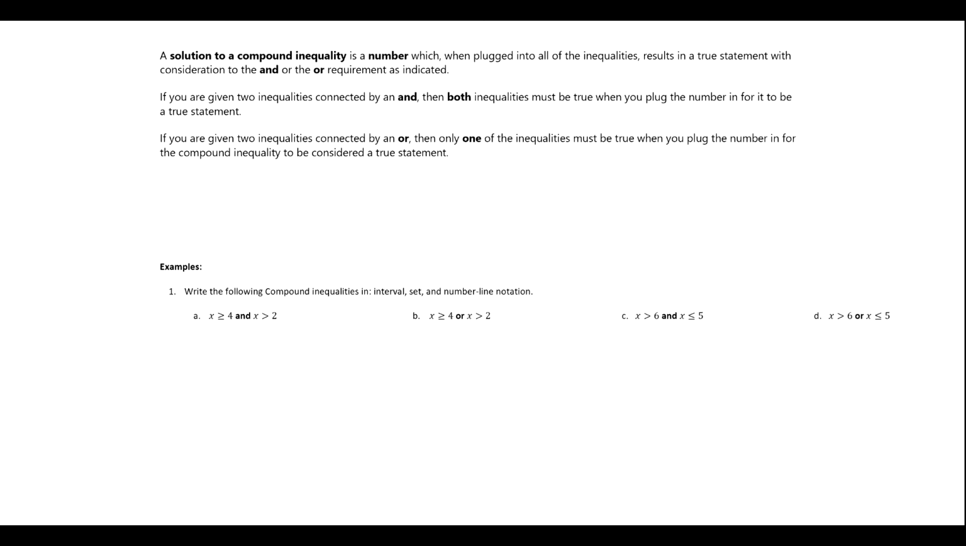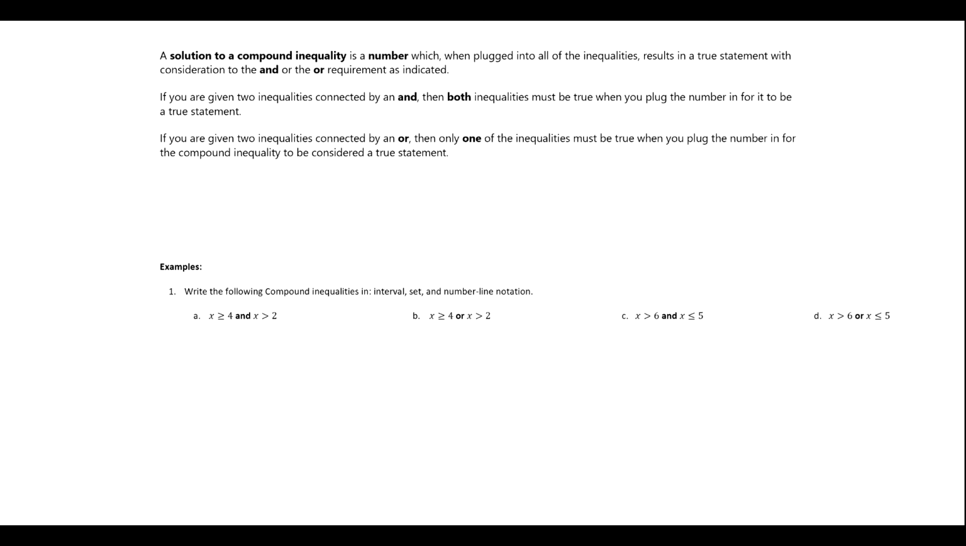This might sound a little bit confusing just looking at the definitions over here. So we're going to look at some examples with specific numbers. That way we get a better understanding of exactly what we mean by both statements being true or one of the statements being true. And we can also practice with the different notations. So in example 1, we're trying to write the compound inequalities in interval, set, and number line notation.